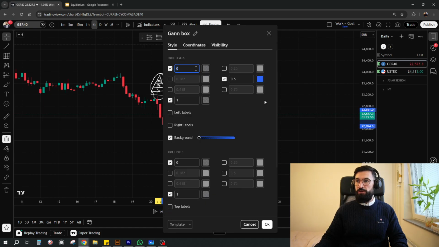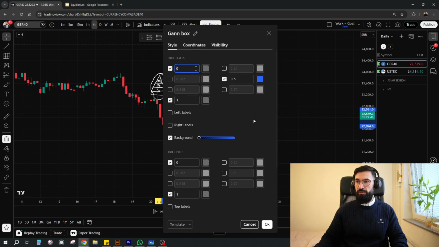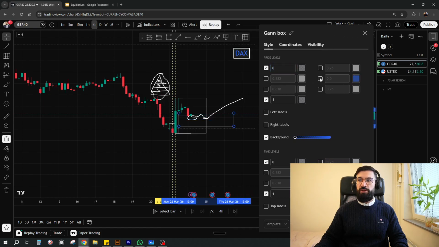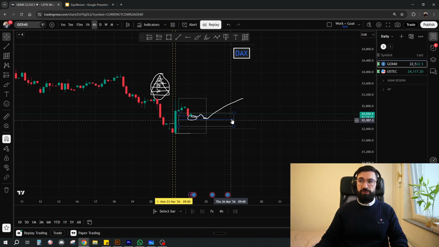If you want to know the settings of this Gann box, you can just feel free to screenshot them. You see, there's 0.5. There's a 50% mark of the Gann box. If I just remove it, you can also have it at 0.25 of the Gann box or 0.75 of the Gann box. It's up to you. But I usually work with 0.5, 50% of the Gann box. This is the midpoint of the equilibrium.